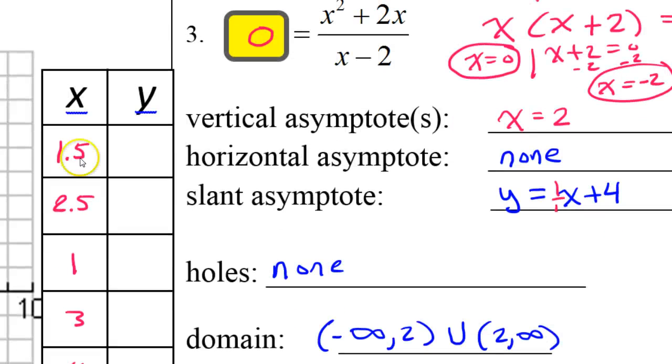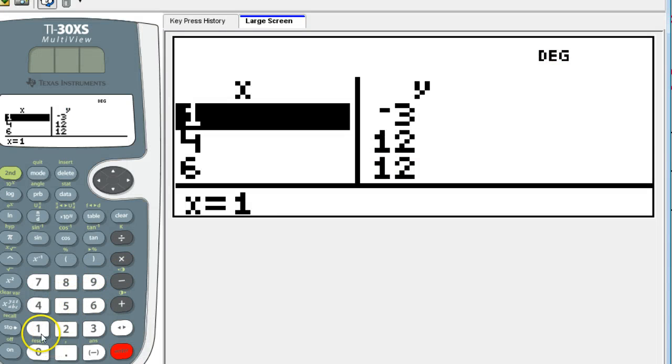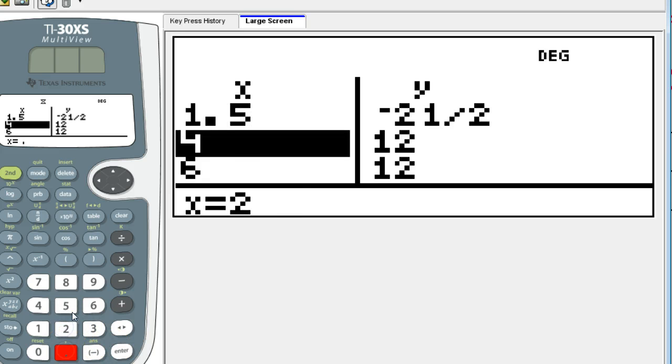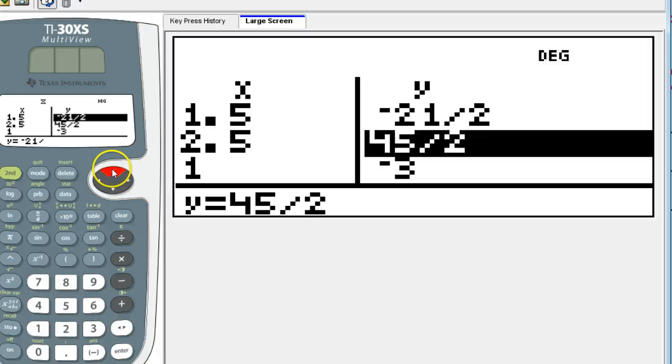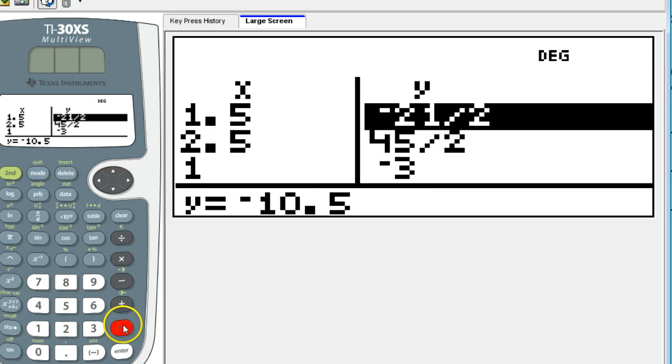So my first three values are 1.5, 2.5, and 1. So I'm just going to type those in. 1.5, 2.5, and 1. Being in ask mode allows me to use as many decimals as I want. Okay, so at 1.5 I get negative 10.5.